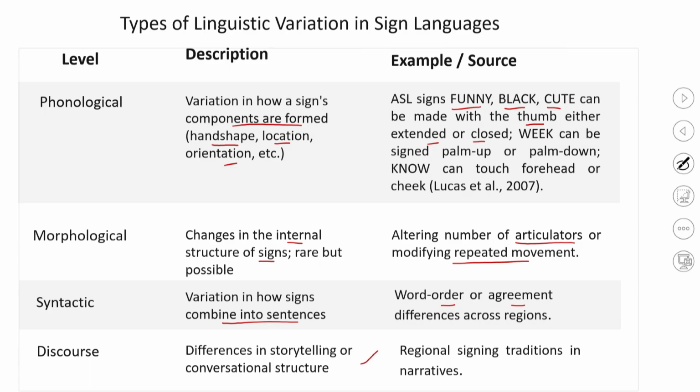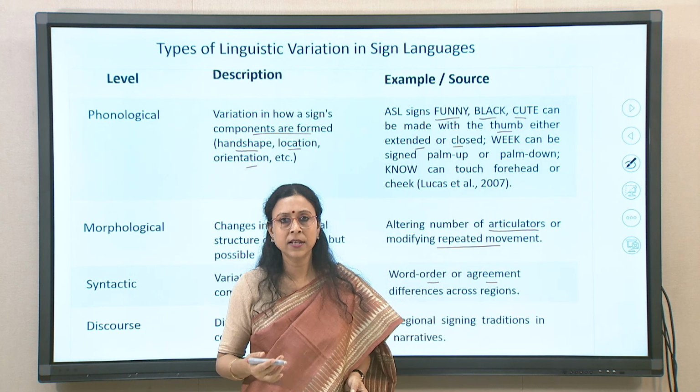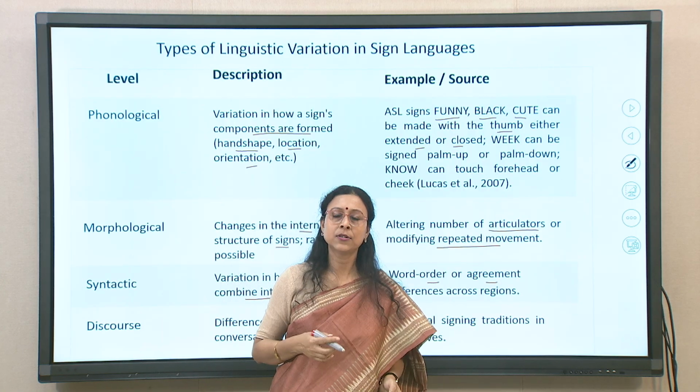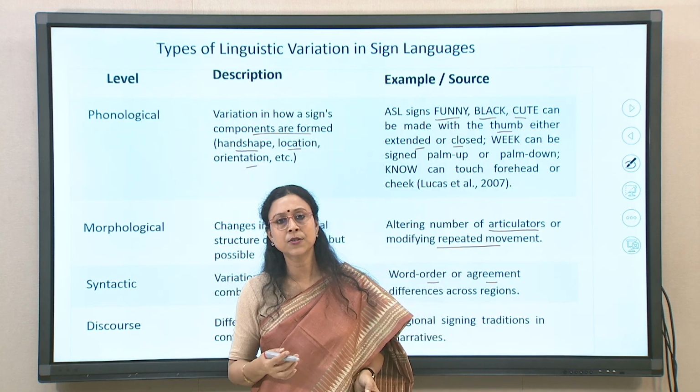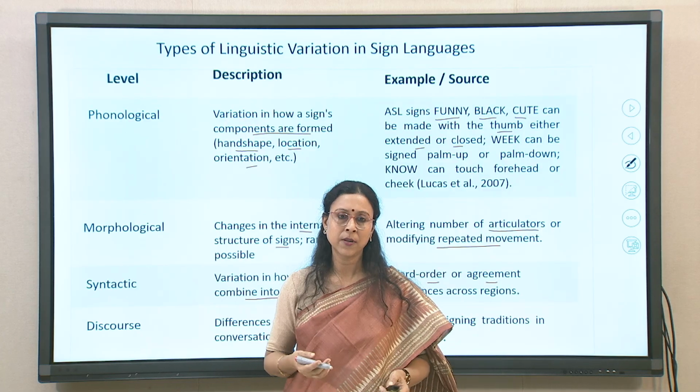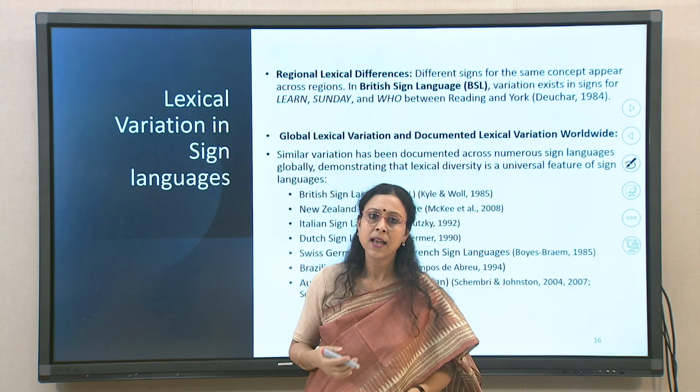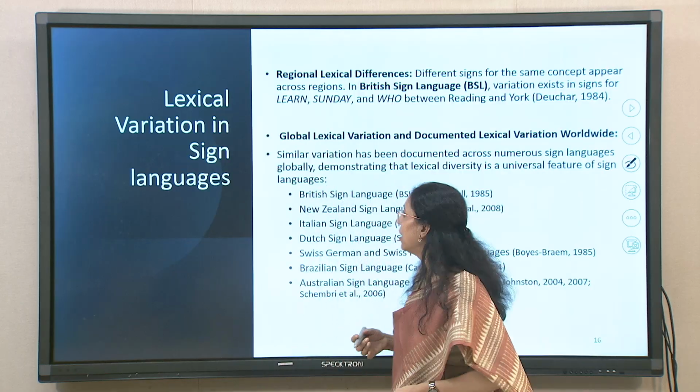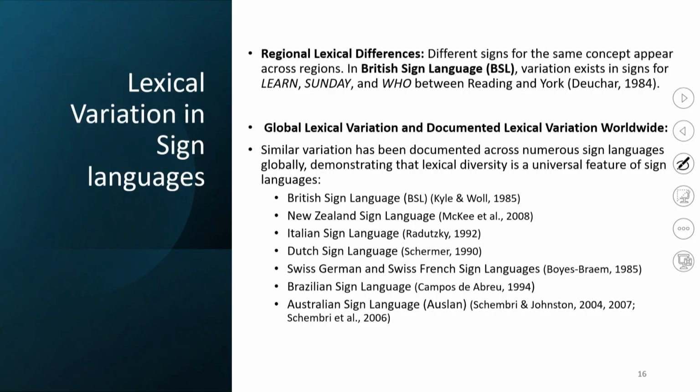Regional signing traditions in narrative are where we see this variation in sign languages. Just like spoken language, sign languages also have variations in all of these properties: phonology, morphology, syntax, as well as lexical variation. So, there is regional variation in the lexical domain. For example, British Sign Language and other sign languages will have different lexical properties. Similarly, for British Sign Language, BSL, variation exists in signs for different words between Reading and York.